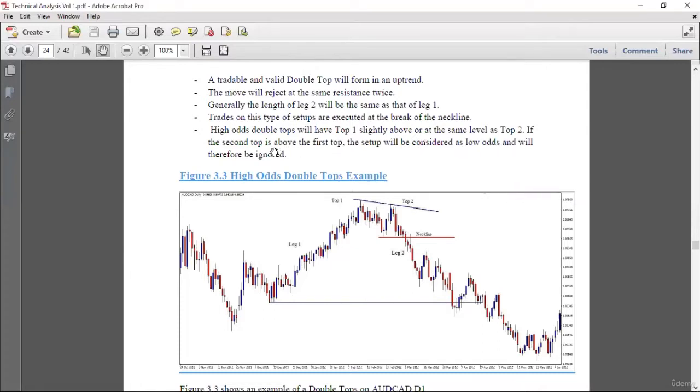If the second top is above the first top, the setup will be considered as low odds and will therefore be ignored. So if this top is above that top, if it's still printing higher highs, then if your double top has this higher than that one, that will be low odds. But not to say it's not a double top. You can take it as a double top, but it's not as high odds as if the second top is lower than the first top.